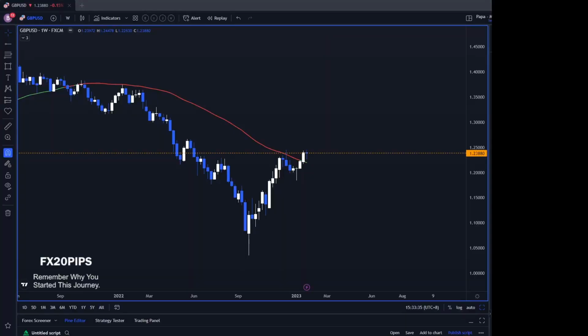Just go back to our weekly chart. Here we go. Again, just a reminder, we are at the GBP USD 1 week chart. Last week was a doji, ending on the high of the doji candle, even though it's bearish looking.